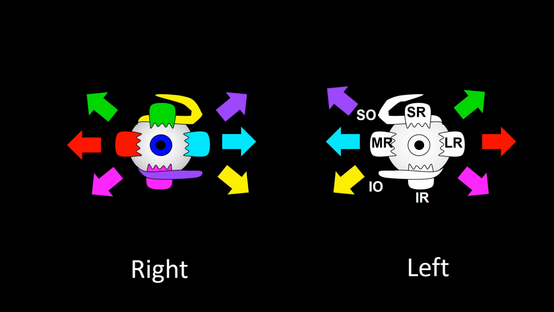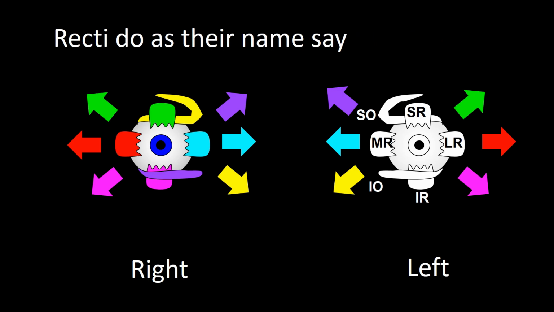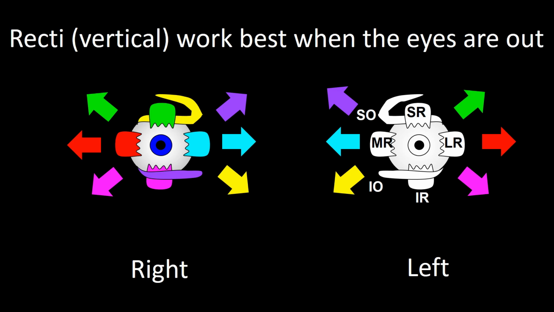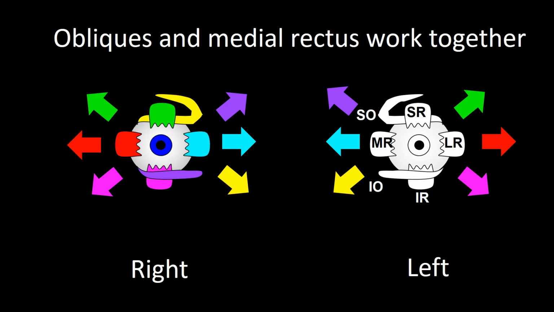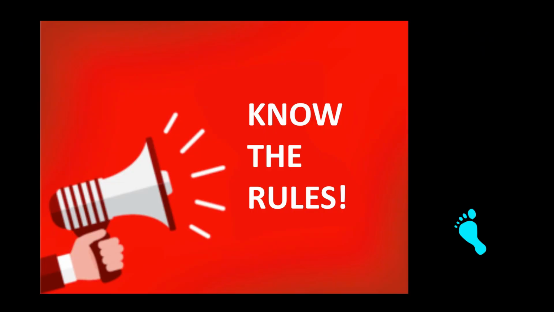It is an easy thing to remember that obliques do the opposite of what their name indicates, whereas recti do as their names say. Obliques work best with the eye in; recti, that is superior and inferior recti, work best when the eyes are out. Obliques and medial rectus work together. The superior and inferior recti work with the lateral rectus. Now that we know the rules, let's take the first step.